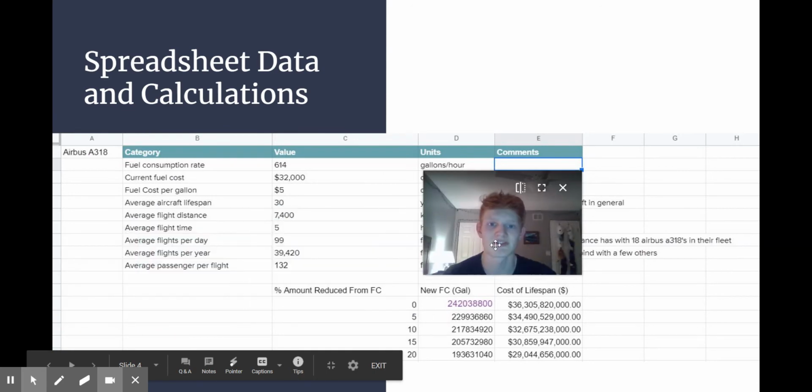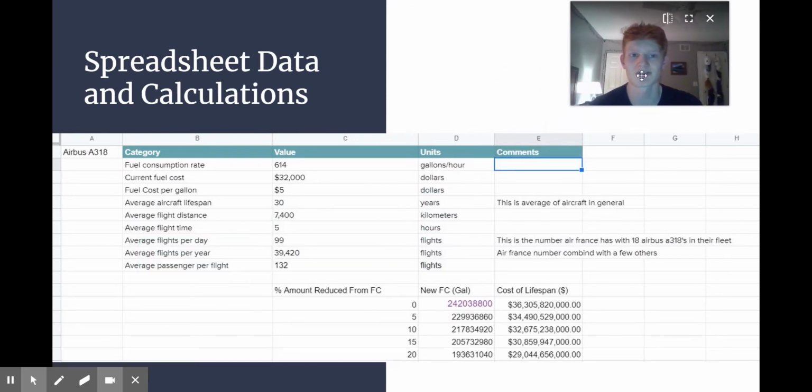Moving on, here is the spreadsheet and data calculations that I made about the fuel consumption, fuel cost, and a couple of other factors that go into it. Here you can see all of the different values in gallons per hour, dollars, years, kilometers, and then flights. Even today, there are still quite a few Airbus A318s going out, mostly in France, where they still have a lot of them working.